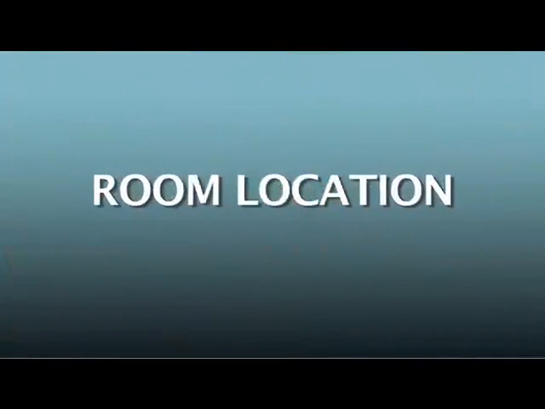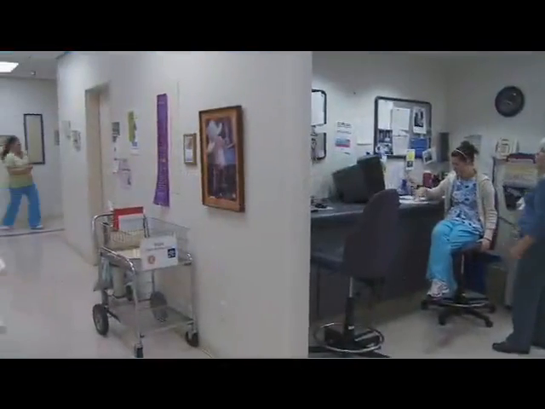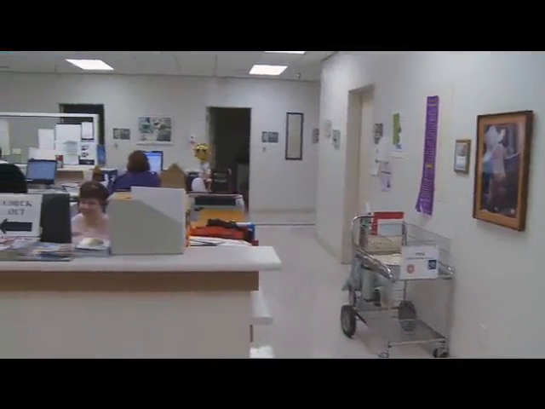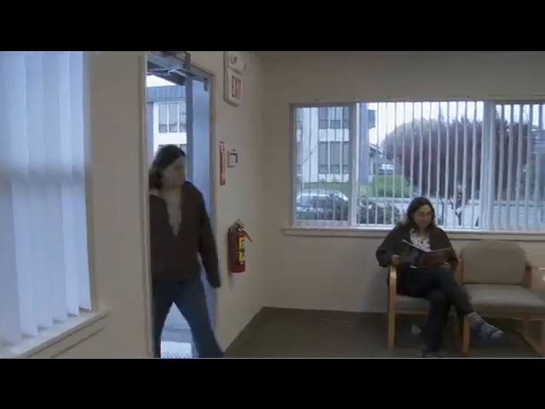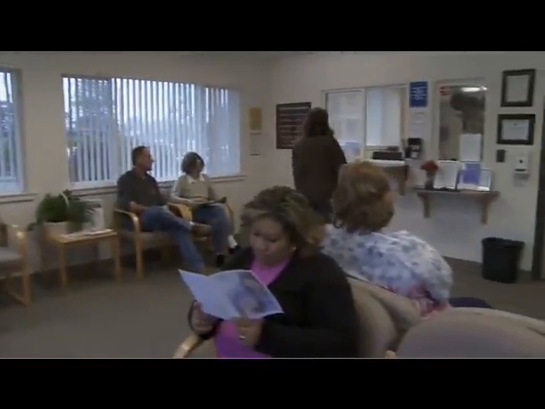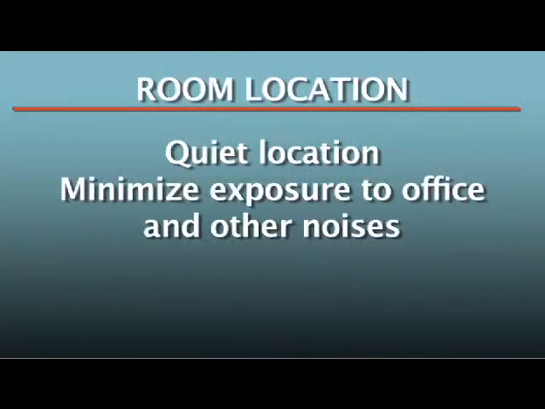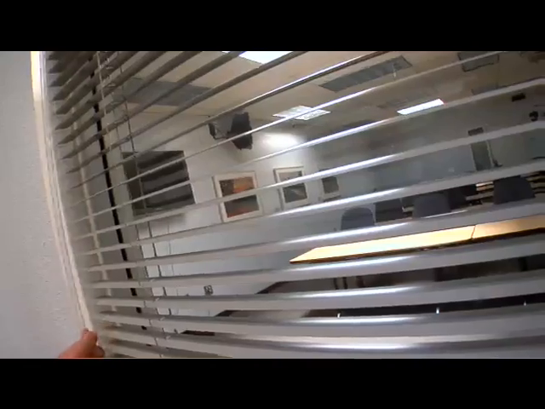Room location. The telemedicine room should be in a quiet location, minimizing exposure to office noise, busy corridors, stairwells, parking lots, waiting rooms, restrooms, or other sources of noise. Such noise can be picked up by telemedicine microphones, which can make it difficult for the remote site to hear. Rooms without windows are better for quality image transmission. Rooms with windows should have shades or blinds to control the light.